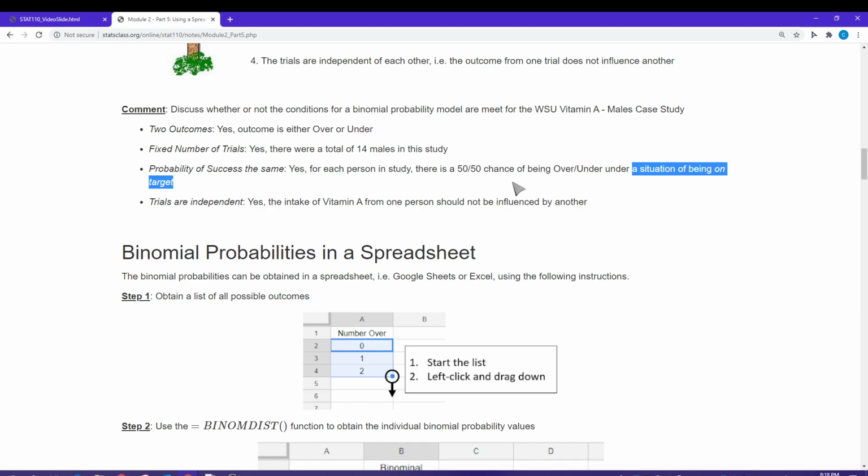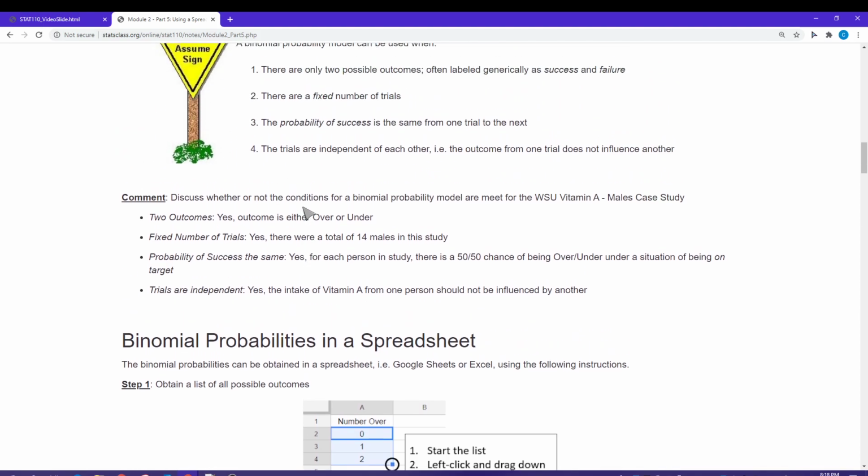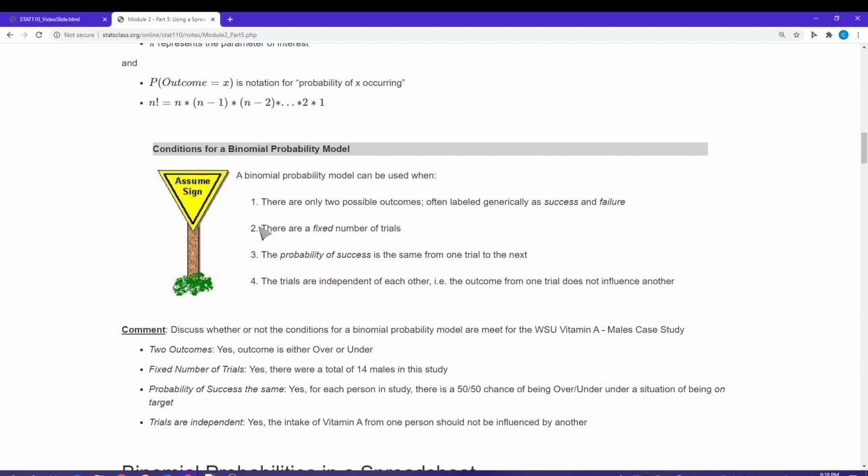So we have to remember, again, what situation we're building our reference distribution for. And then I'm going to assume that these trials were independent of one another. Now I called these conditions or assumptions, and these types of things should be verified before using the binomial probability model.